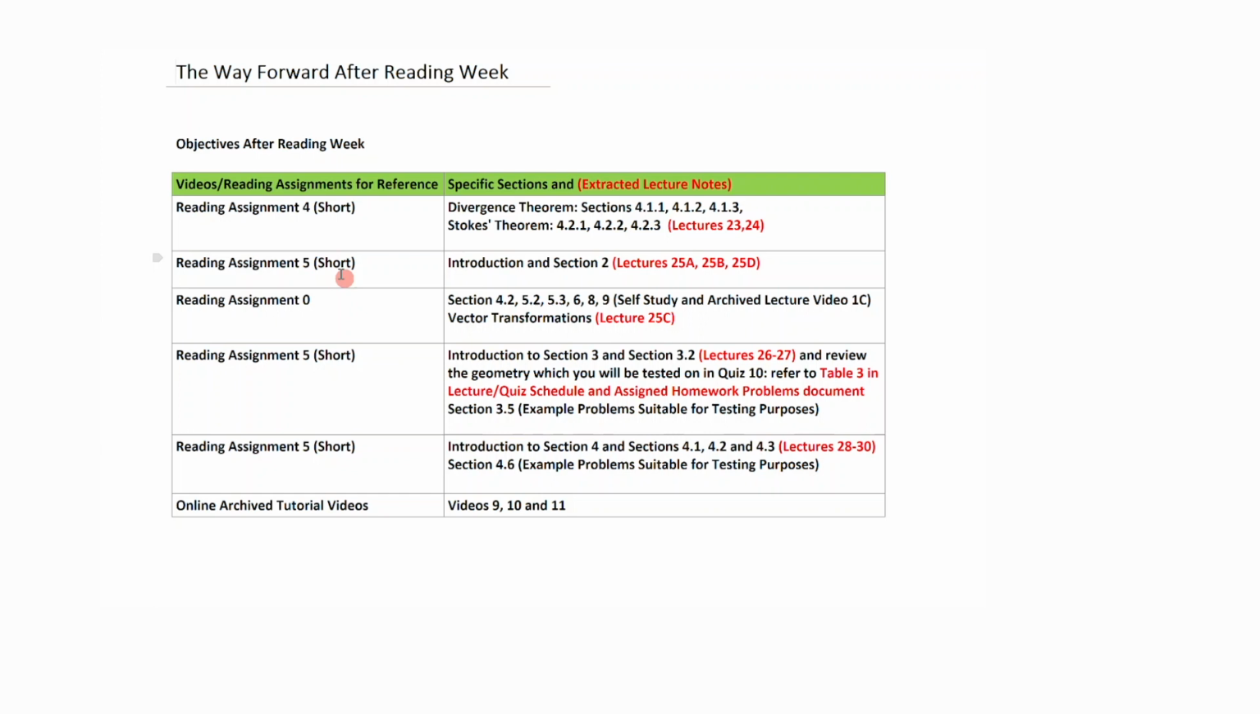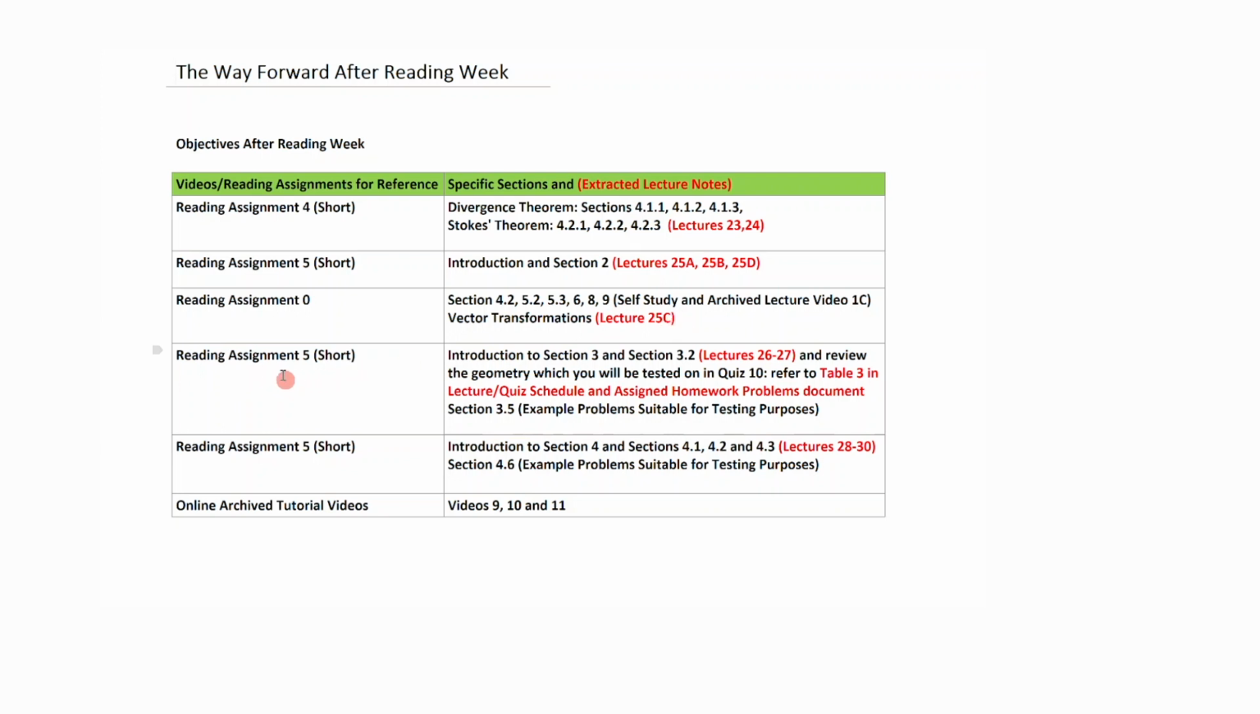And then we move over to reading assignment 5, short, and this is introduction, sections 2. All this material is basically contained in lectures 25A, 25B, and 25D, and this is the only material that you'll need to look at. Reading assignment 0, these basically we've extracted sections 4.2, 5.2, 5.3, 6, 8, and 9. And there are also some self-study archived lecture video 1C if you wish to look at on vector transformations. But all the information you need with respect to this course is contained in lecture 25C. Again, these are the extracted notes.